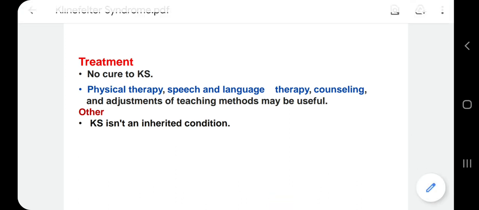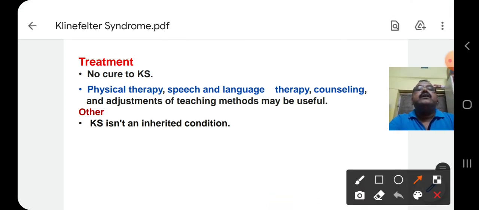Let us discuss the treatment. There is no cure for Klinefelter syndrome. However, physical therapy, speech and language therapy, counseling and adjustment of teaching methods may be found useful. Klinefelter syndrome is not an inherited condition.